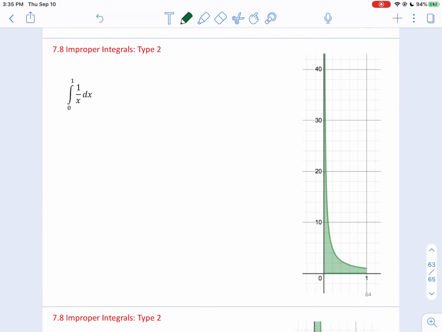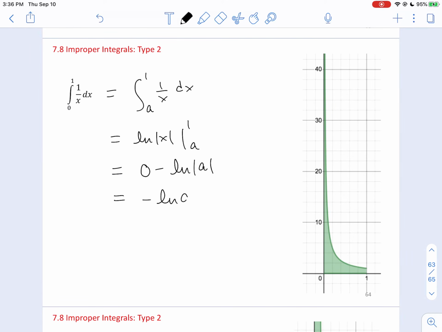Okay, let's do 1 over x from 0 to 1. This is a similar issue. 0 is a vertical asymptote for 1 over x, so this is a type 2. And so we want to change that asymptote to an a, the integral from a to 1 of 1 over x dx. That antiderivative is natural log absolute x, although I don't need the absolute value bars because we're assuming a and 1 are all positive. Plug in 1, we get 0 minus, and then plug in a. Again, I don't need the absolute values, but we get negative natural log of a.